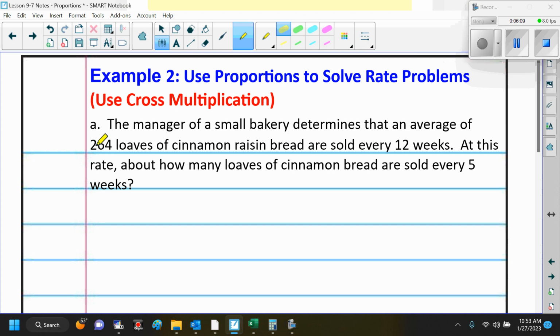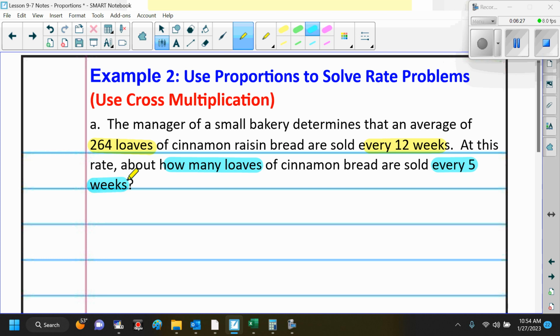264 loaves of cinnamon raisin bread every 12 weeks. And what are we looking for? How many loaves of cinnamon bread are sold every 5 weeks? Every 5 weeks. Is everybody with me?